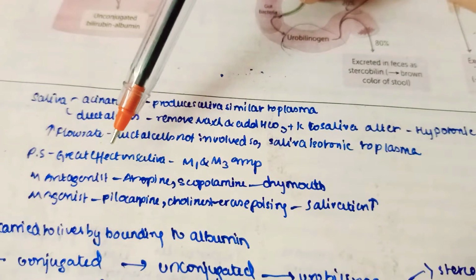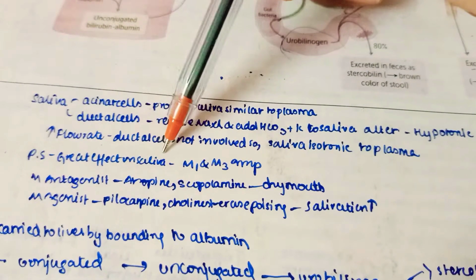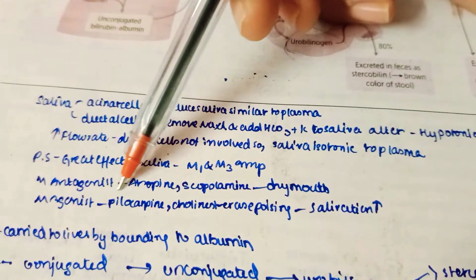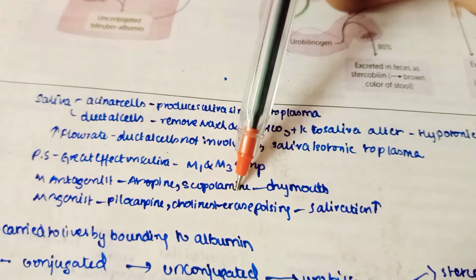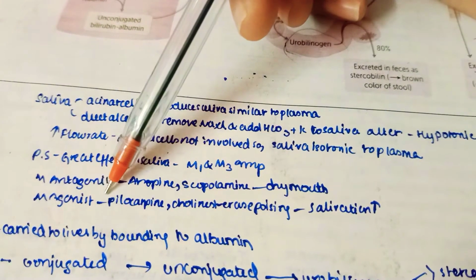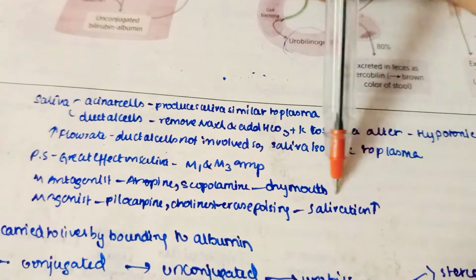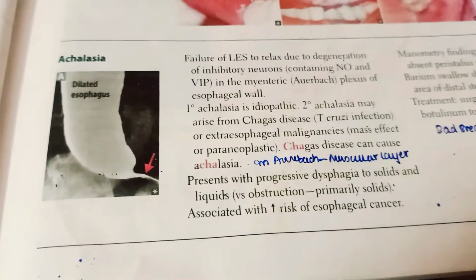Next, coming to M1 and M3 receptors, they are most important and have a great effect on the saliva. That is, muscarinic antagonists like atropine and scopolamine cause dry mouth, whereas muscarinic receptor agonists like pilocarpine and cholinesterase poison increase the salivation. Now let us go to achalasia cardia.